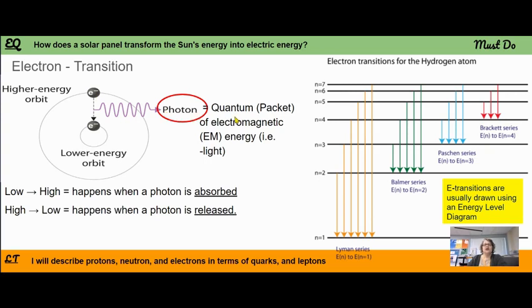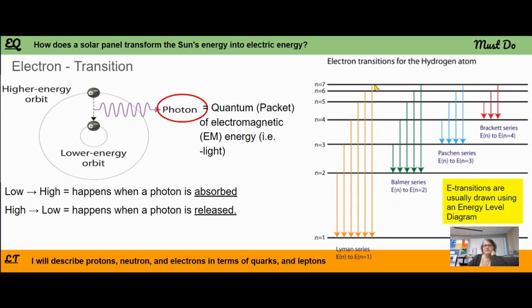A photon is a quantum, we call it a packet of electromagnetic energy. Another word for it would be light. And so we learned before that light was a wave. Well, now we're learning that light is a particle, because remember, photons are some of those exchange particles. And so photons are particles, and that's what's causing the light.